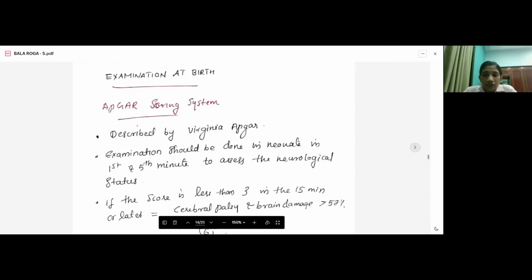In the case of neonatal examination, in the Ayurveda part, we have discussed Navajata Shishu Pariksha. In the Sadyojata Pariksha, we have discussed the Prana Pratyagamana and other things. This APGAR scoring system comes under this Prana Pratyagamana, in order to assess the neurological condition of the baby. If the score is less than 3 at 15 minutes or later, we can infer that the baby has cerebral palsy or CP and brain damage in 57% of cases. So let's study what this APGAR score is.